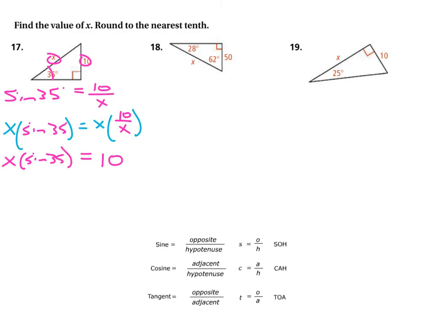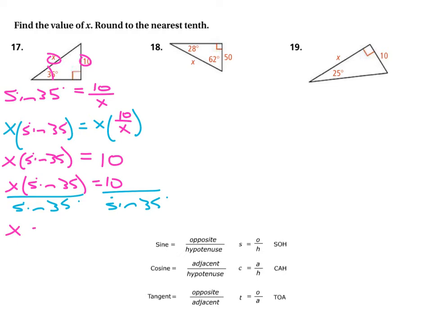And now how do we isolate x? Now what we need to do is divide both sides by sine of 35. So we write x times sine of 35, each side divided by sine of 35. Okay, and then what you get is x equals 10 over sine of 35. Okay, now, hopefully you saw the math, how I got from there to there.